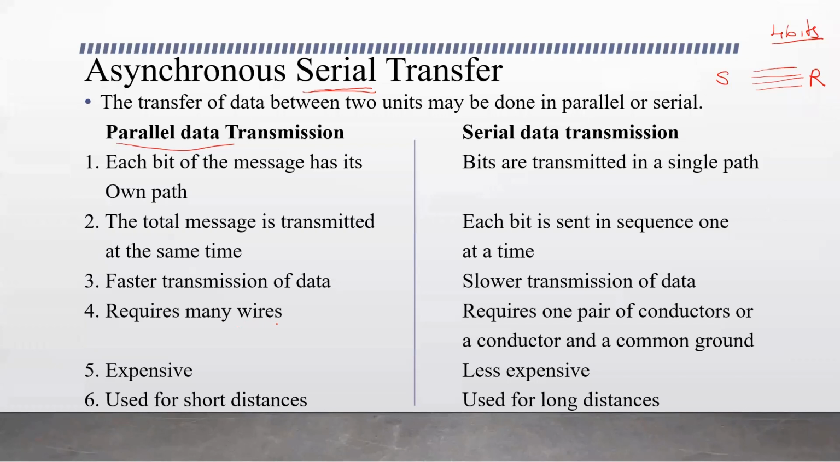Why do we need many wires? Each bit takes its own path. So we need many wires to get this parallel connection between the sender and the receiver. So this is expensive. Parallel transmission is used when the distance is shorter and the speed is more important. As the bits are transmitted parallelly, it can be transmitted faster. The transmission speed is good compared to other types of transmission.